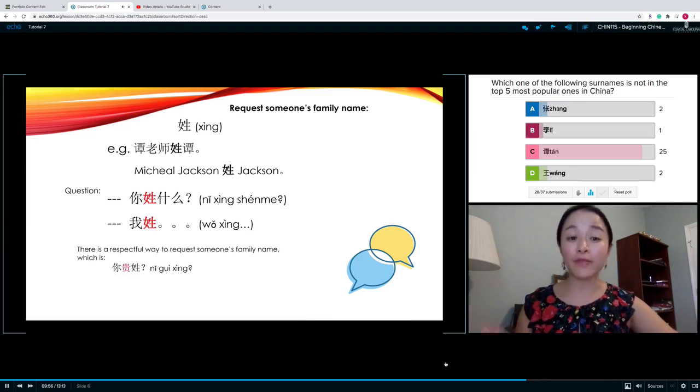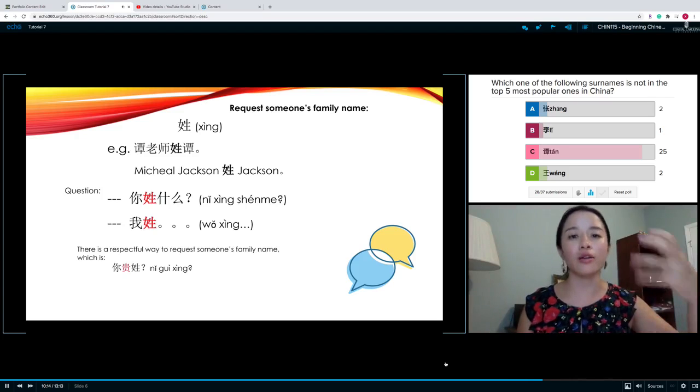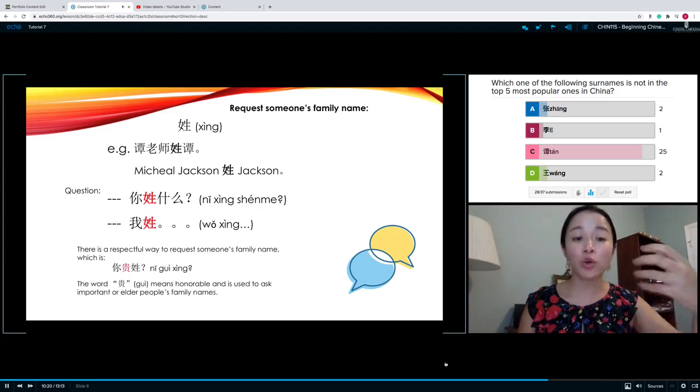There is a respectful way to request someone's family name, which is 你贵姓. Instead of saying 你姓什么, I say 你贵姓 to show respect to the person I'm speaking to. Normally, this person is either elder or important, or someone you meet for the first time. The word 贵 means honorable, and it is used to ask important or elder people.